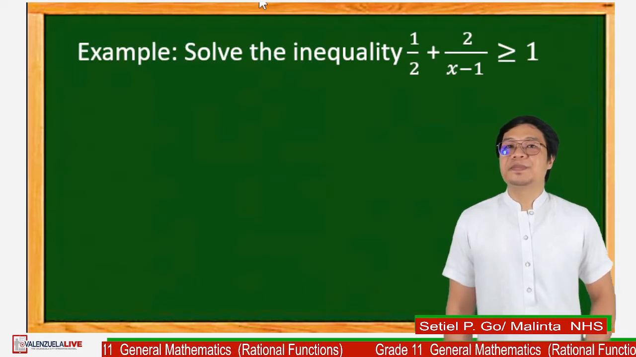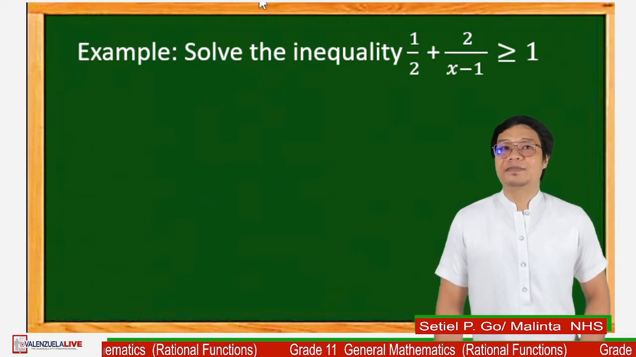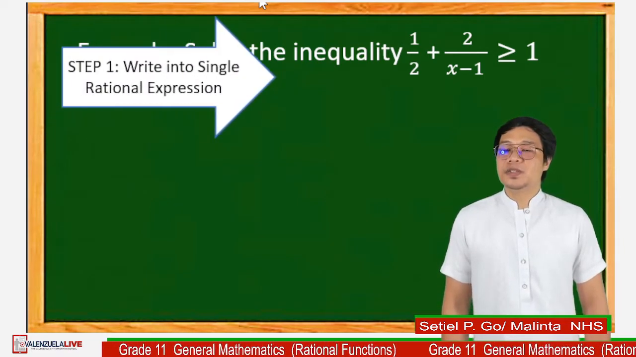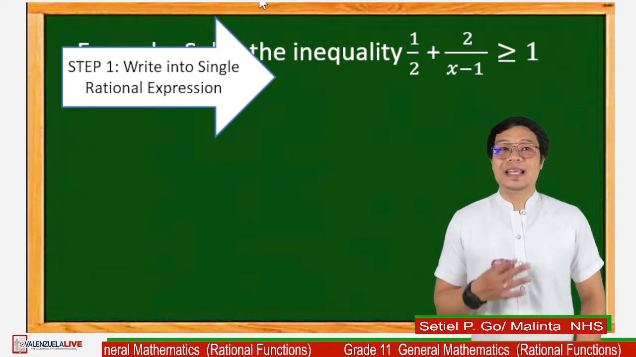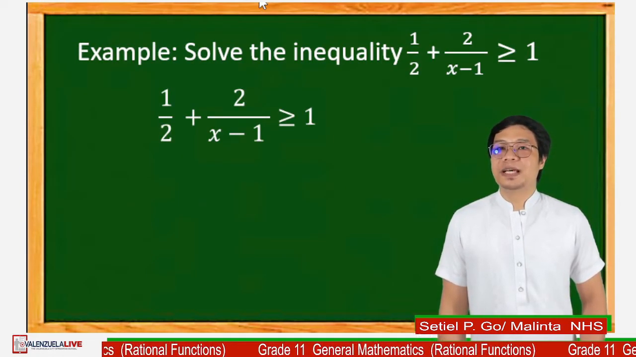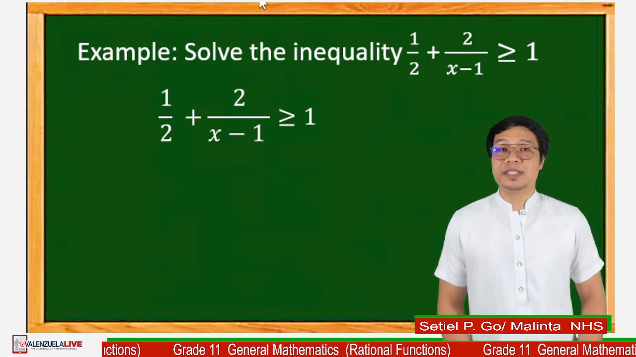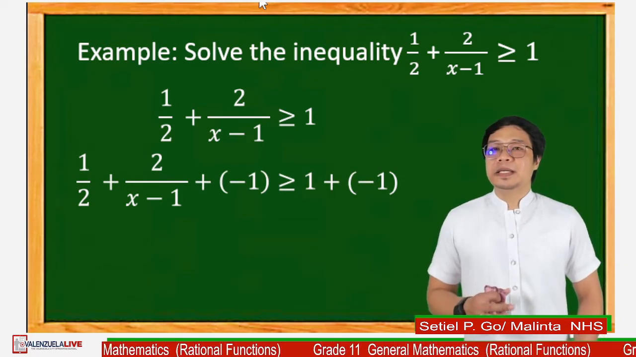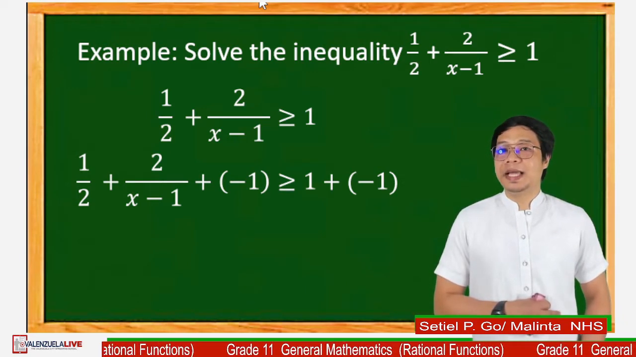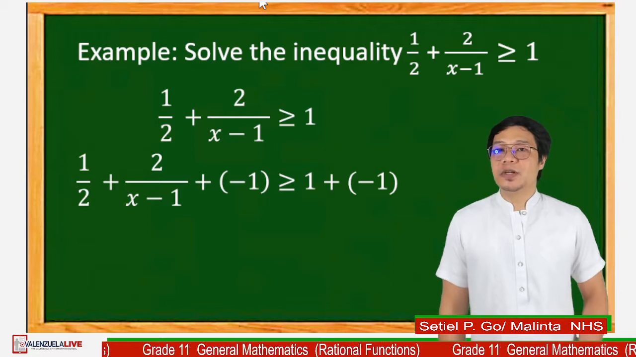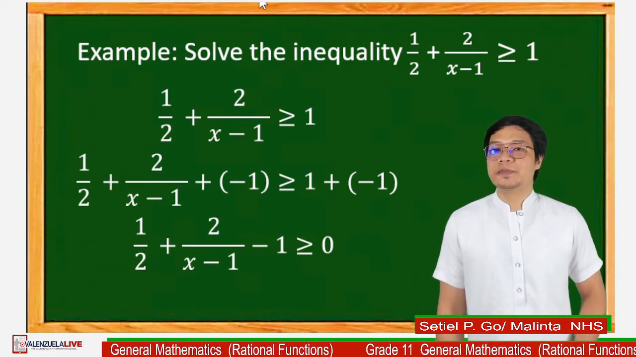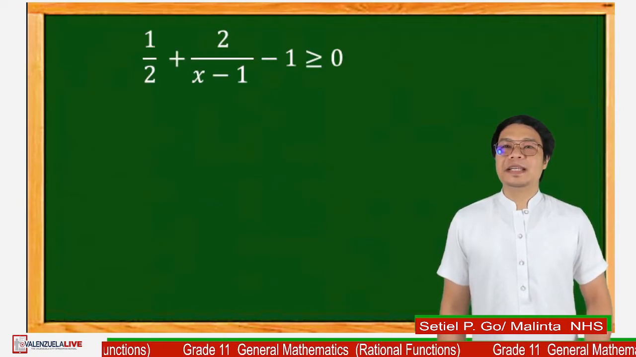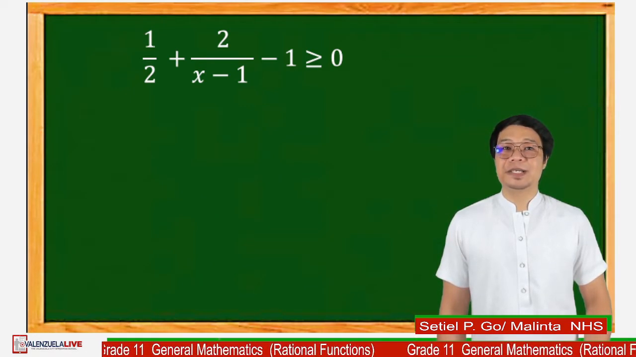So let's have this example. Solve the inequality 1/2 plus 2 over x minus 1 is greater than or equal to 1. So the first step is to write into a single rational expression. So we have 1/2 plus 2 over x minus 1 greater than or equal to 1, which is the original inequality. By using the addition property of equality, adding negative 1 on both sides, the result will be 1/2 plus 2 over x minus 1 minus 1 is greater than or equal to 0.